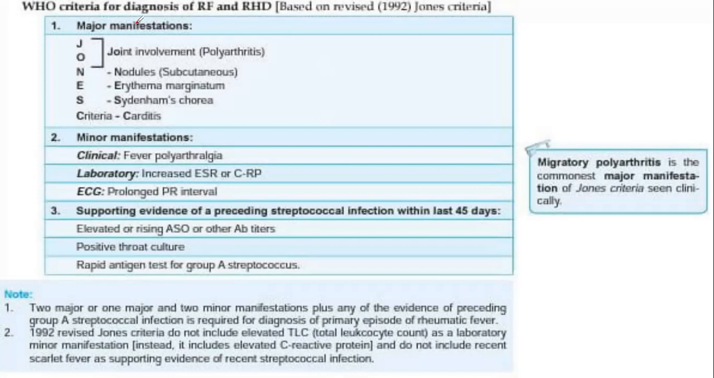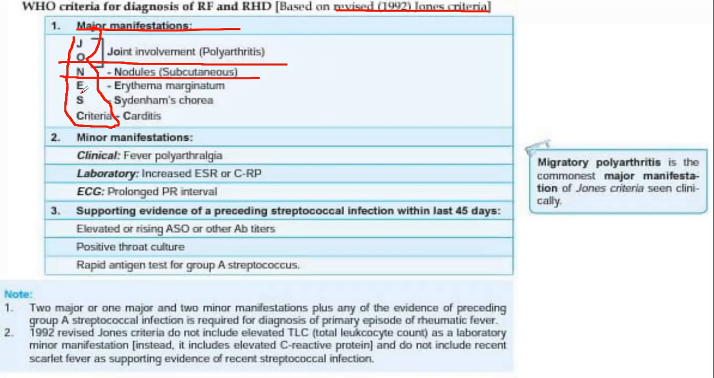Now, how I remember this is the revised Jones criteria. The major manifestations, how I remember this is just by saying Jones criteria, okay? So J-O for joint, and O for the nodules, the subcutaneous nodules, E for the erythema marginatum, S for the St. Vitus's dance or the Sydenham's chorea, C for the carditis, the pancarditis.